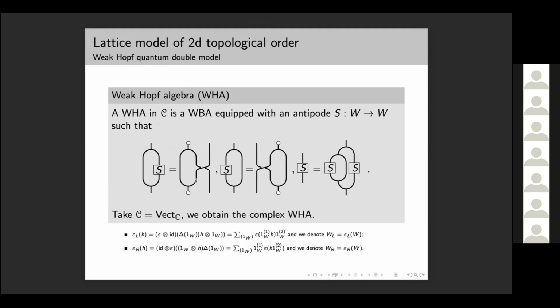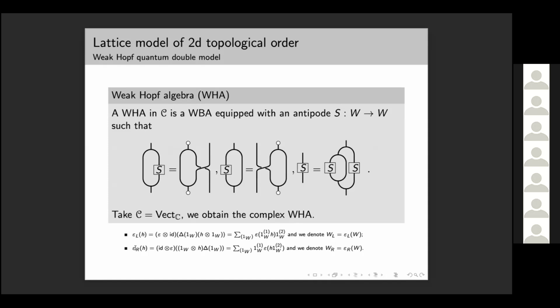Now in this talk, we want to construct a weak Hopf quantum double model, which is a quantum mechanics model. So we need to take the category to be vector spaces. We find that this matches well with the usual definition of the complex weak Hopf algebra. For a weak Hopf algebra, there are two crucial morphisms. The first one is called the left co-unit morphism. It is defined in this way.